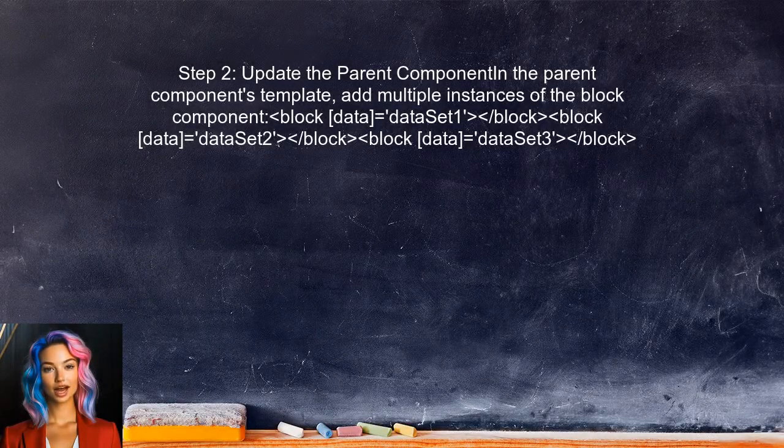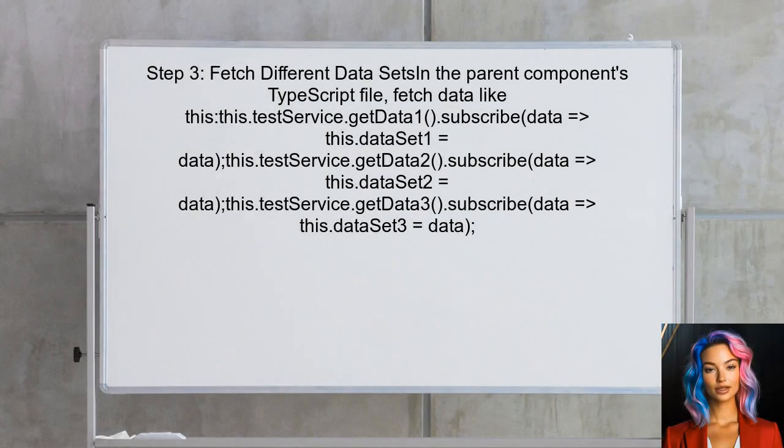Next, the user needs to update the parent component to pass different data to each instance of the block component. This can be done by creating multiple instances of the block component in the parent template. Now, the user should ensure that the parent component fetches different data sets from the service. This can be achieved by calling the service multiple times and storing the results in different variables.